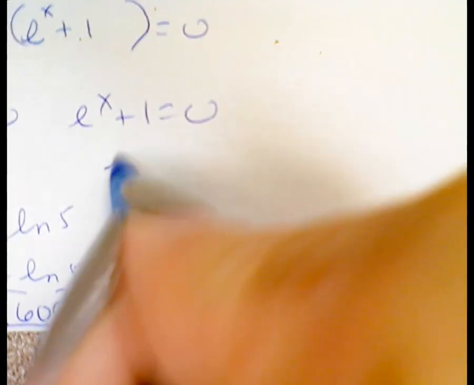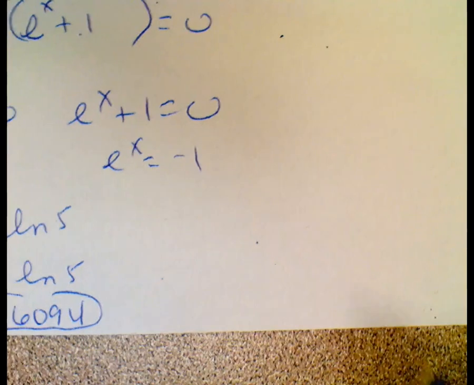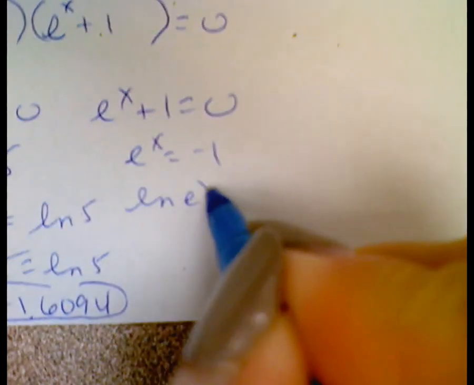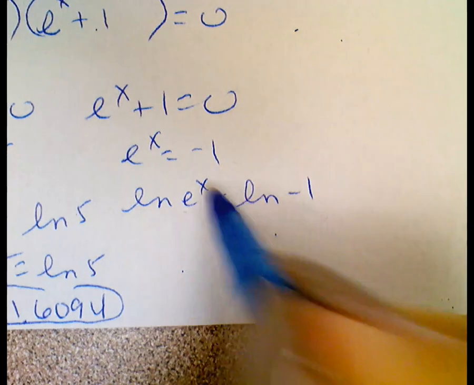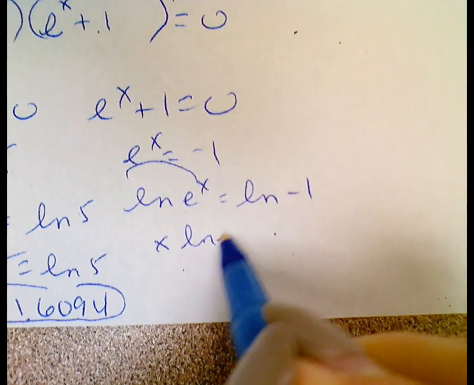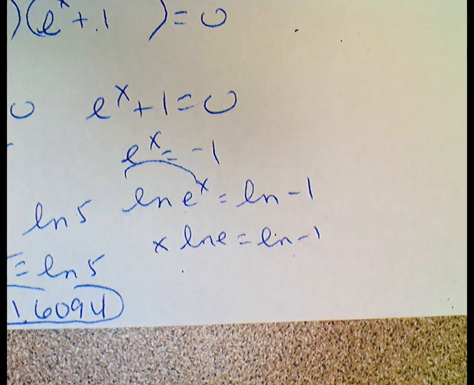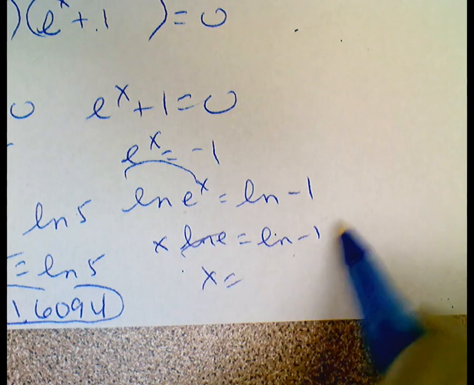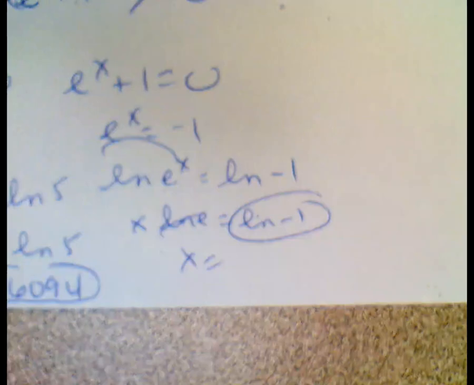Now the other answer, subtract 1, take the natural log of each side. This is -1. Guess what? You can't take the natural log of -1. Let me show you why. You can't take the log of 0 or a negative.